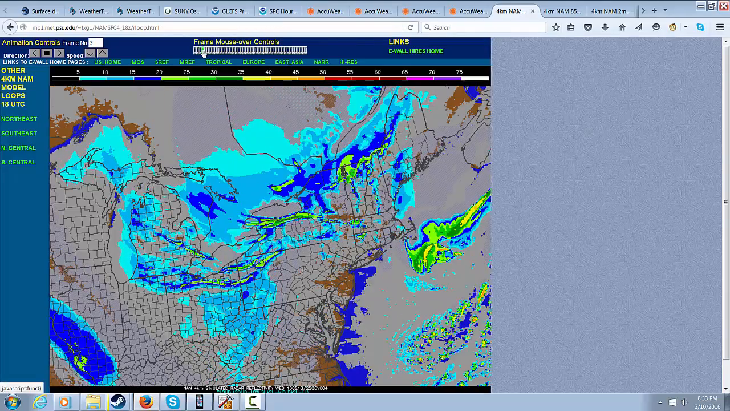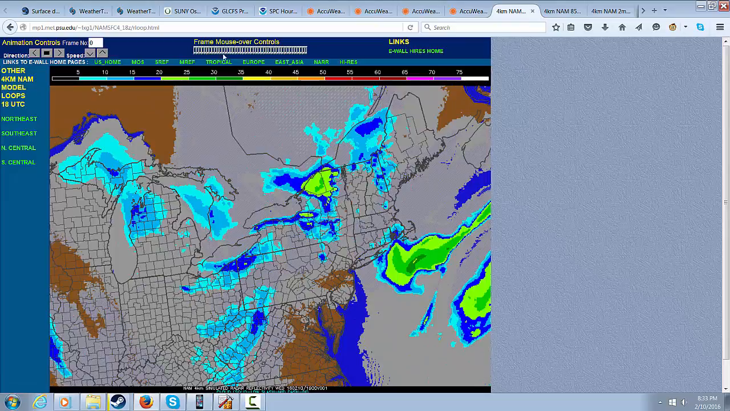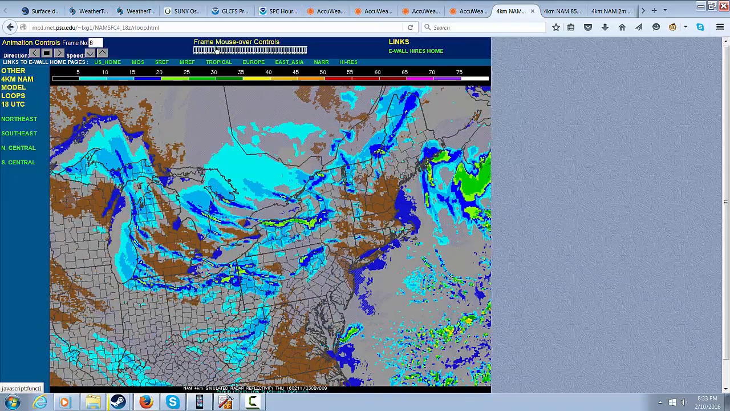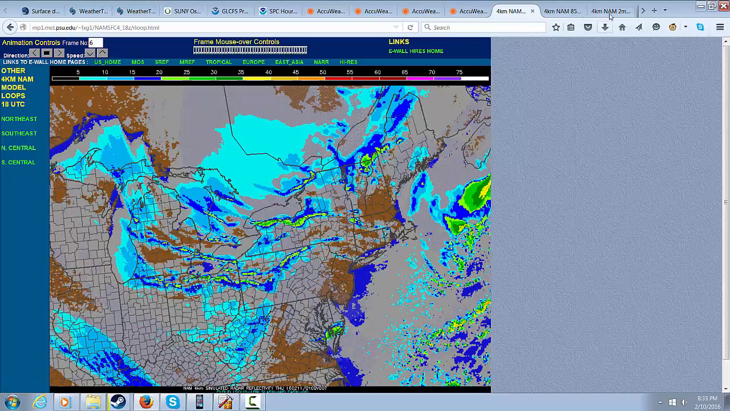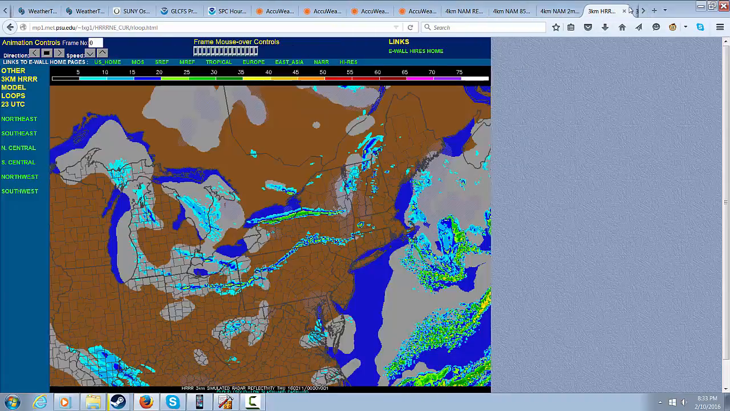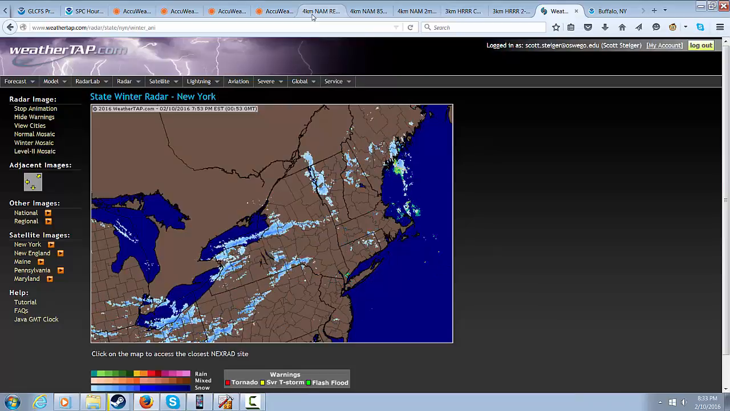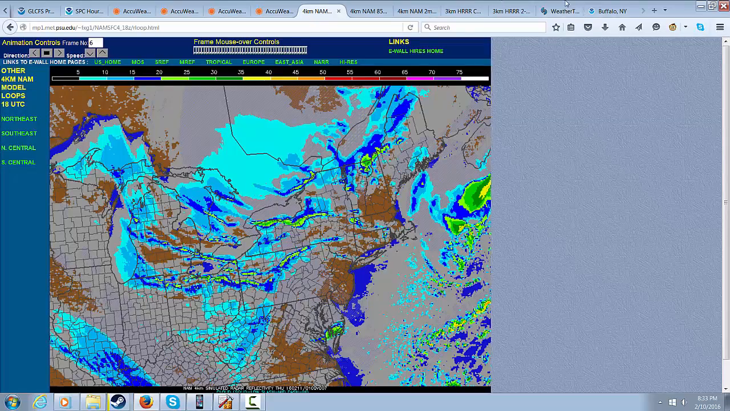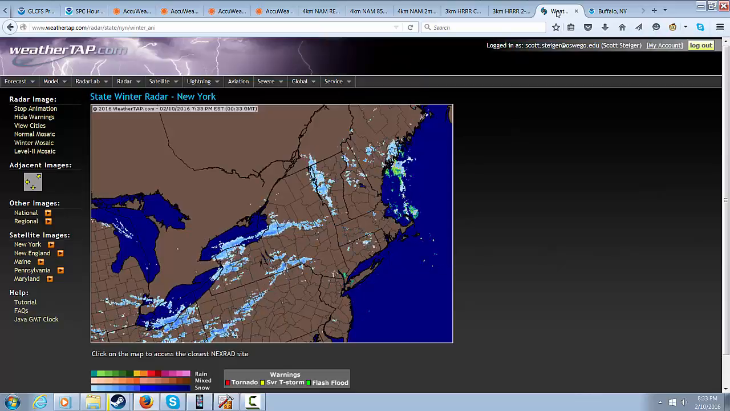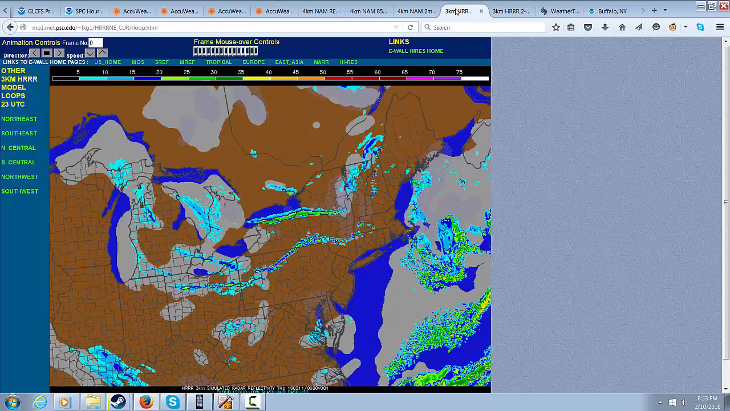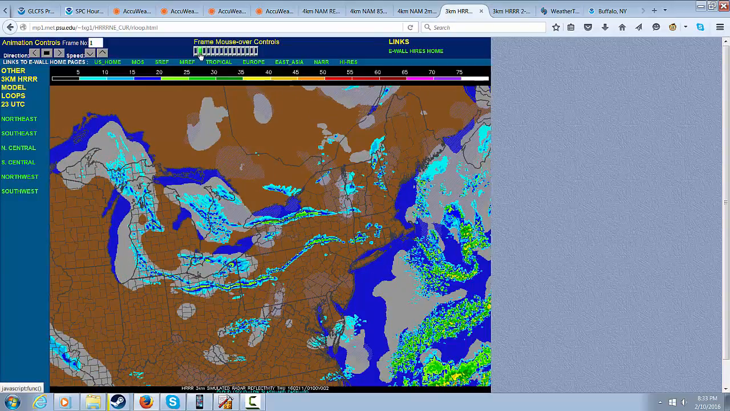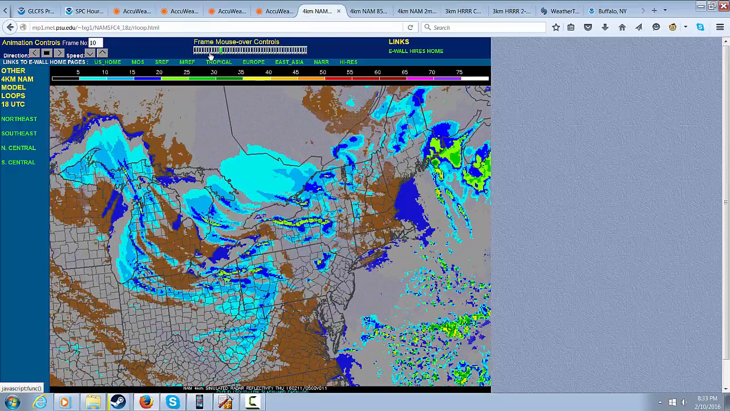Looking at the 4-kilometer high-res NAM, the current hour would be 1Z. And then looking at the radar at this time, one thing I like to do is look at the radar to make sure that the models have a good handle on the current situation. So the 4-kilometer high-res NAM could be better, but it's not terrible compared to how I've seen it before. Obviously not as good as the 3-kilometer HRRR. The HRRR usually has a better handle on the situation.